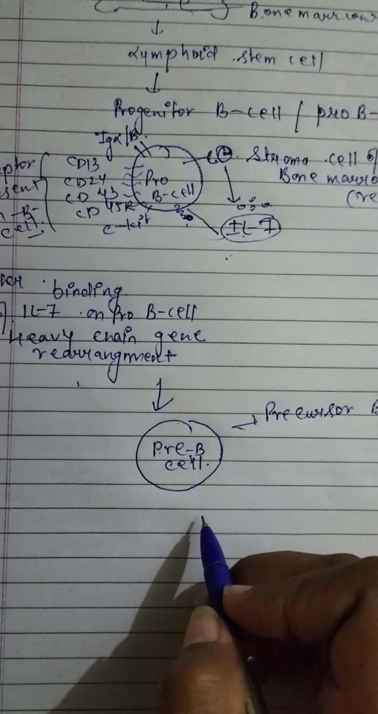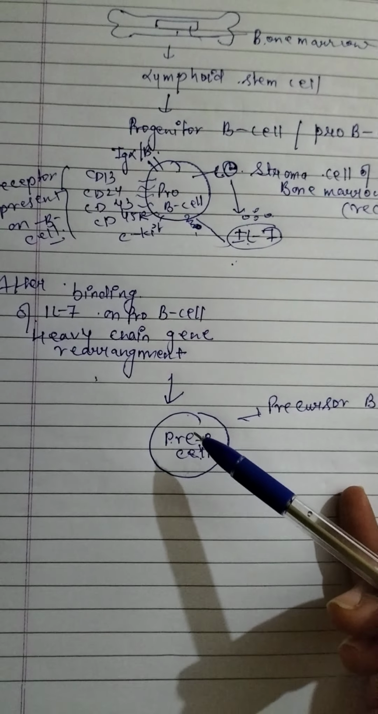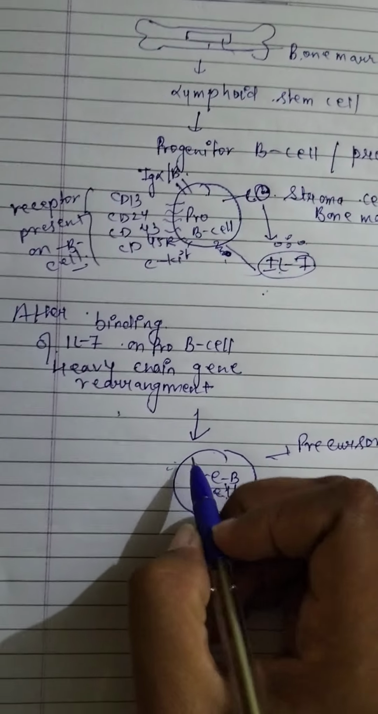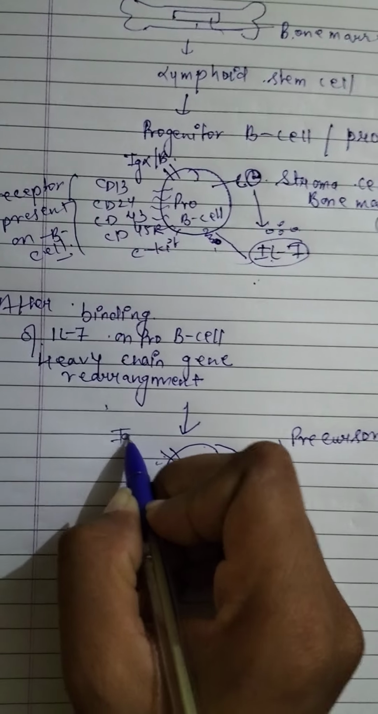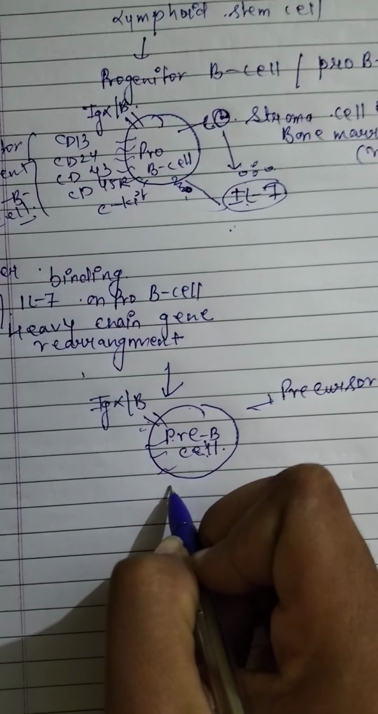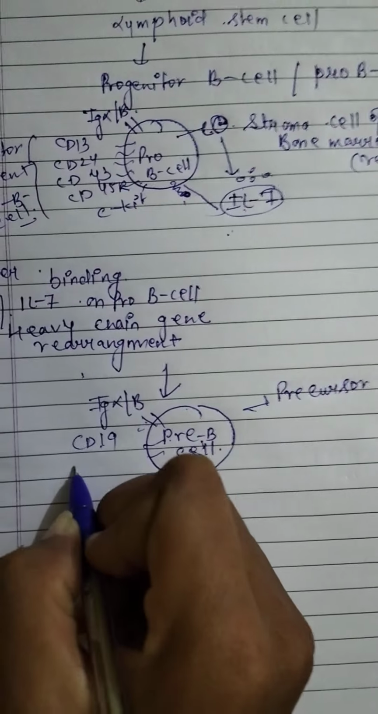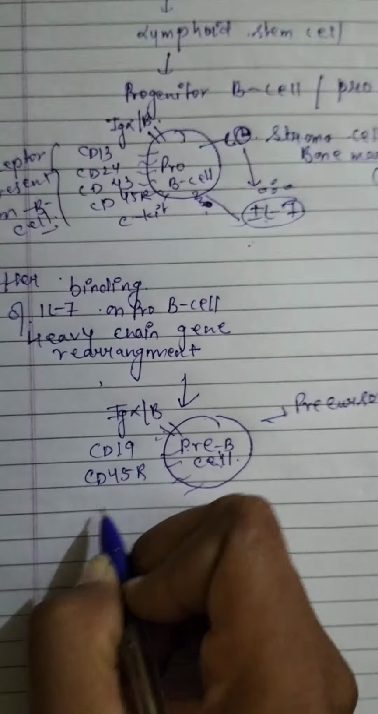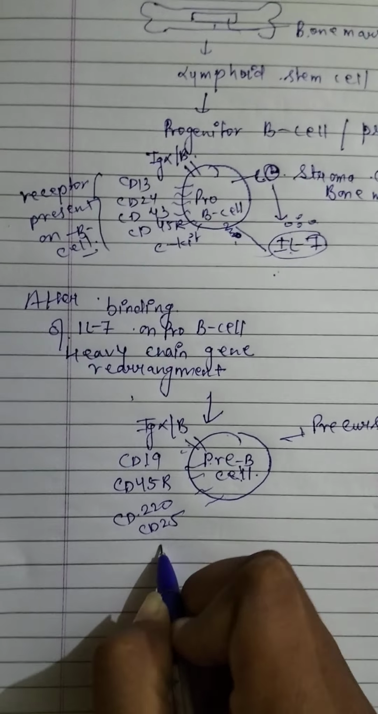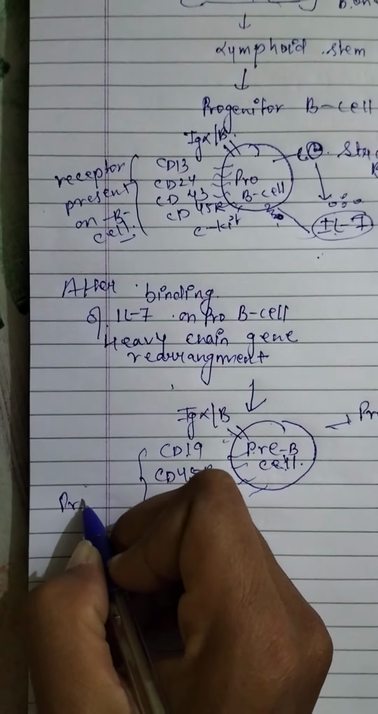Similarly, pre-B cell also contains some receptors like pro-B cell. First is Ig alpha beta. Some other receptors are CD19, CD45R, CD220, or CD25. These receptors are present on pre-B cells.